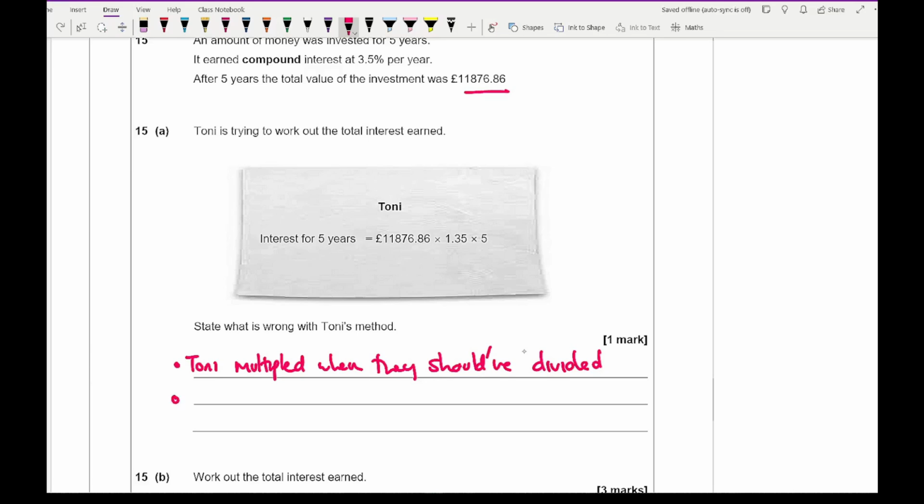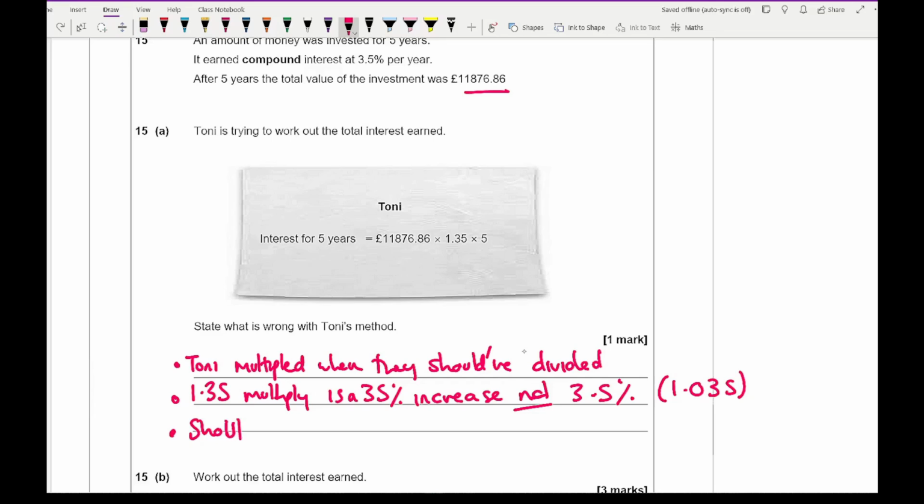We also know that a 1.35 multiplier is a 35% increase, not 3.5%. So it should be 1.035, and also that it should be to the power of 5, not multiplied by 5.